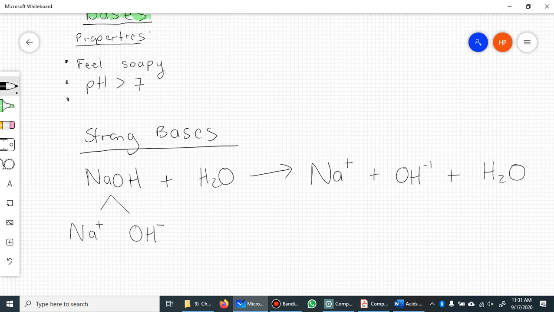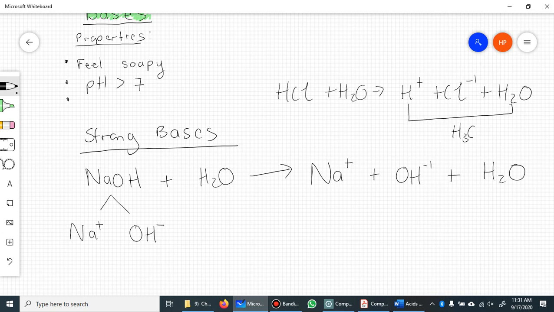Now, unlike acids, when acids break up, remember something like HCl in comparison would have broken up and formed H+, Cl-, and water. But when acids break up, that hydrogen bonds with the water and forms hydronium ions. When bases break up, something like that does not occur. These two things don't bond and give you something different. Okay, so we don't look at it the same as we look at acids.